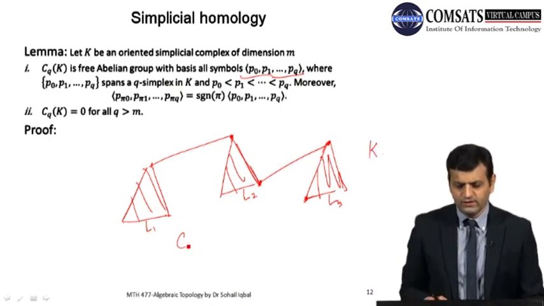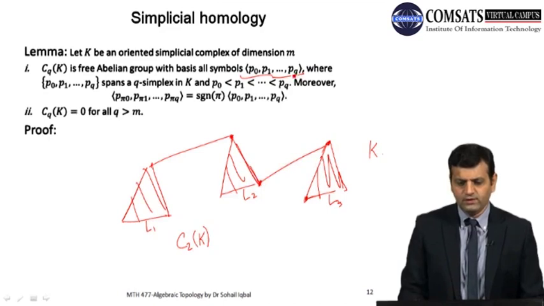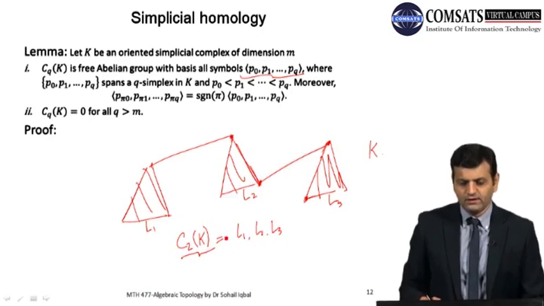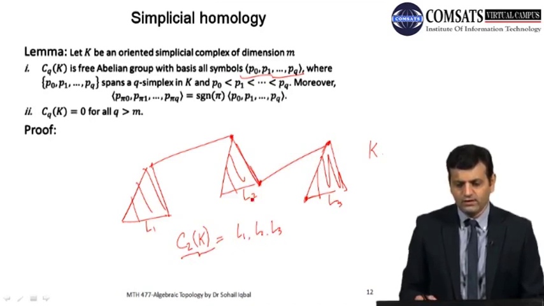So if I want to talk about what is C2 of K, C2 of K is basically a free abelian group with bases all symbols of this form, where this is a Q simplex in K. In other words, if I take Q equal to 2, then basically this is a free abelian group with generators L1, L2 and L3. So this will give me all 2 simplices which are contained in K.